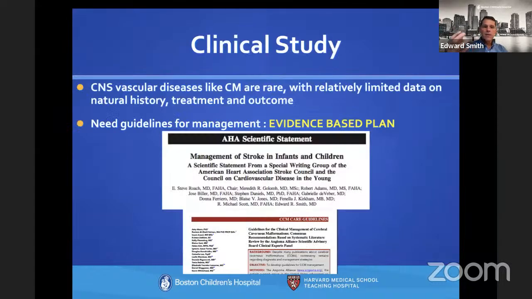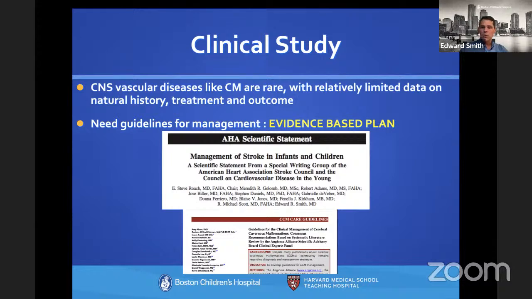So these things, these cavernous malformations, are rare, and there's very limited data on the natural history, treatment, and outcome. And so one of the things we've tried to do, at least here in the US, and I know many other places as well, is to really create guidelines that are based on evidence. So we have our recent American Heart Association guidelines for the Stroke Association that just came out in 2019, and then we have just submitted the new Angioma Alliance guidelines, which hopefully will be published in early 2025.